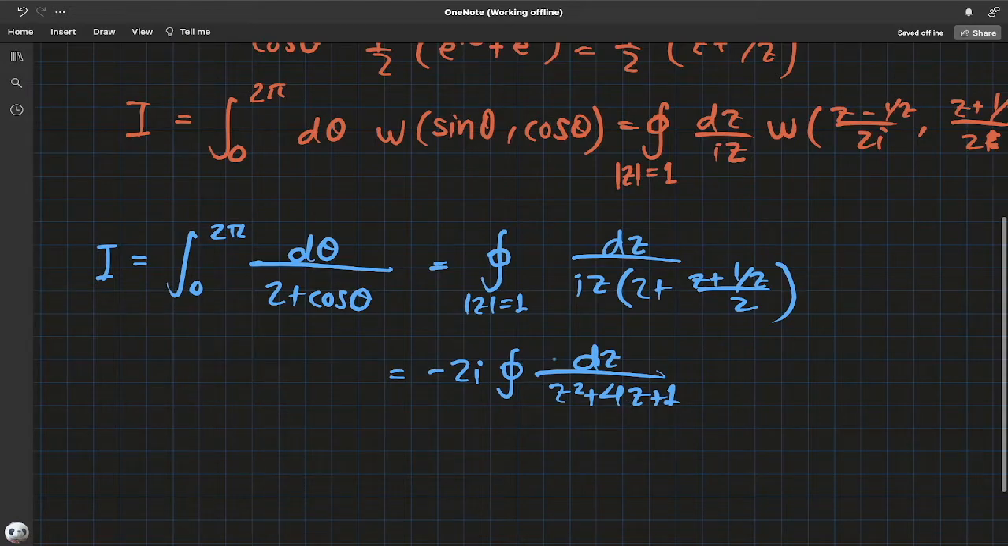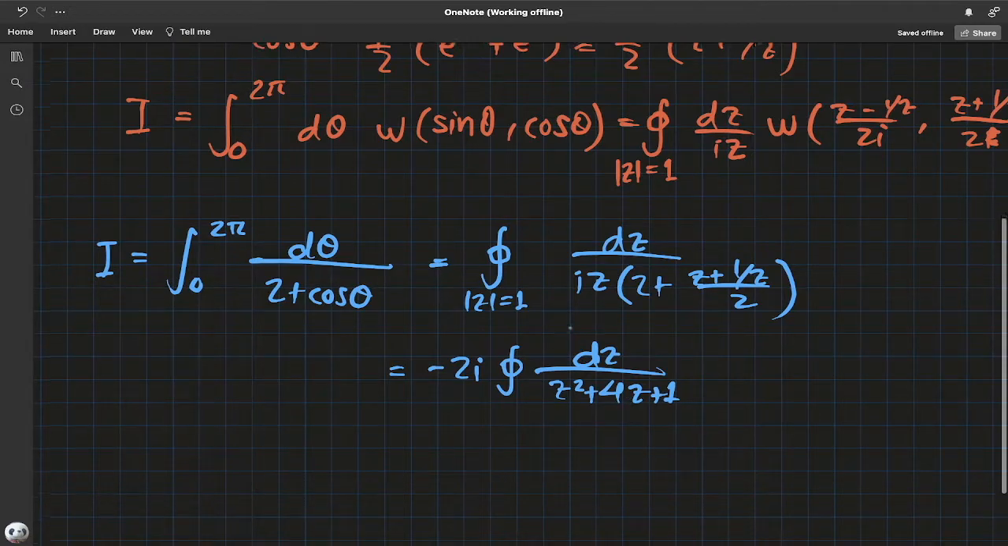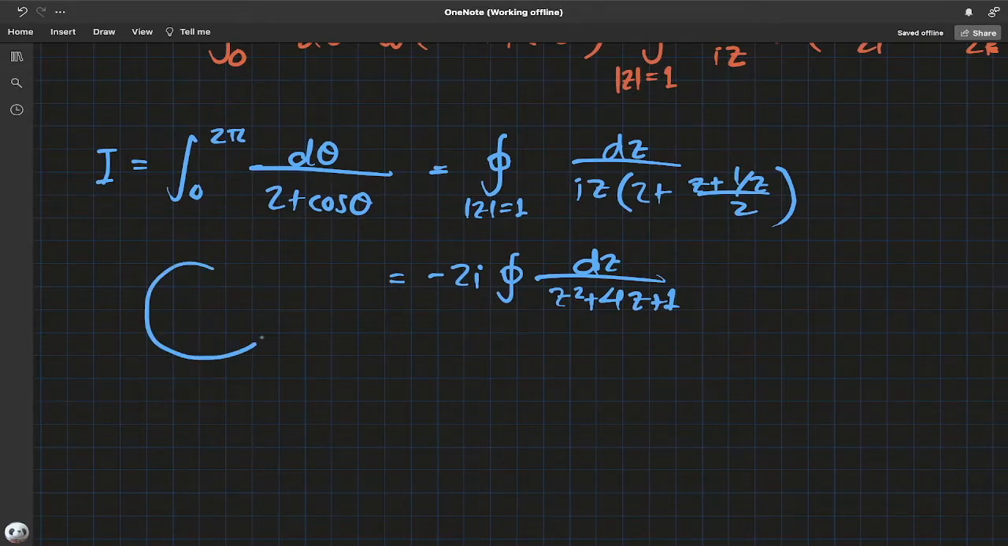Well, since we have a contour integral, we can try using the residue theorem. So we have to check what poles are inside the contour.